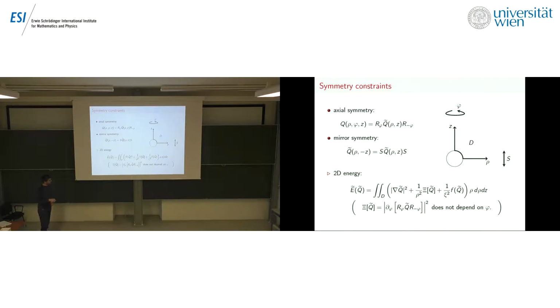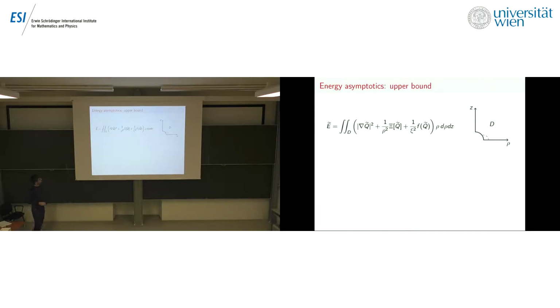What's important to understand is that, because you're doing this change of variable, it also comes with this weight rho here. So okay, it's a 2D energy, but when you're near the axis, you have a weight that degenerates, so it's not really like the 2D model of Landau-de Gennes, and also you're in an infinite domain that can create issues.